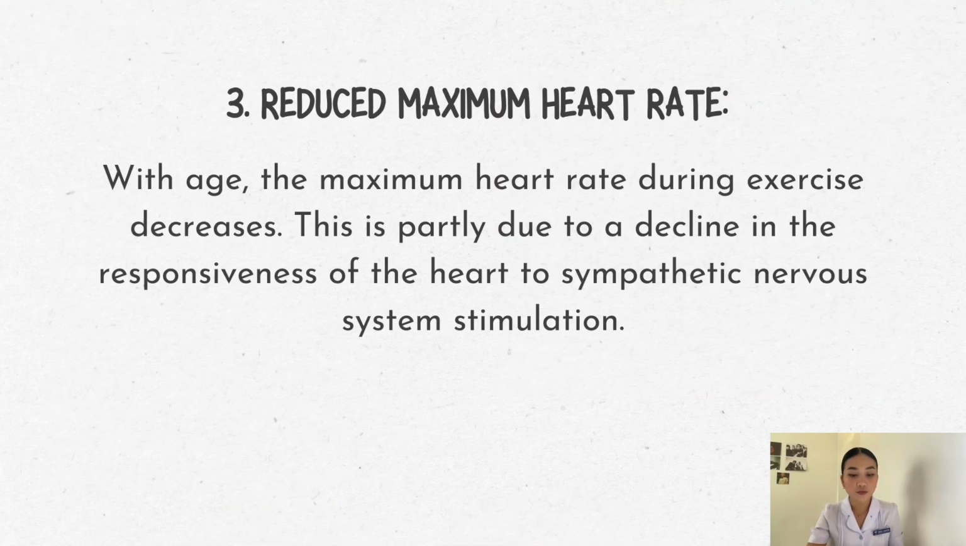And third is reduced maximum heart rate. With age, the maximum heart rate during exercise decreases. This is partly due to a decline in the responsiveness of the heart to sympathetic nervous system stimulation. So, as we age, this happens because our hearts become less responsive to the signals from the nervous system that tell it to beat faster. For example, if you were able to reach a certain heart rate when you were younger, you might find it challenging to hit the same number as you get older, even if you're just as active.